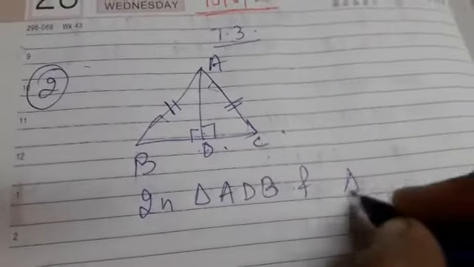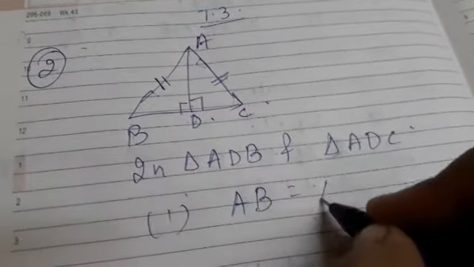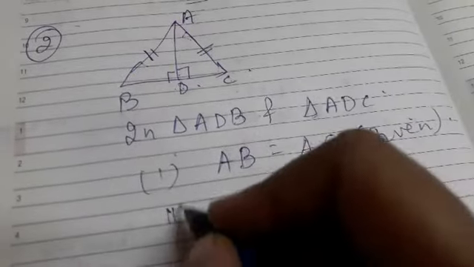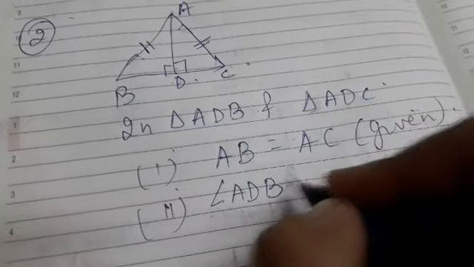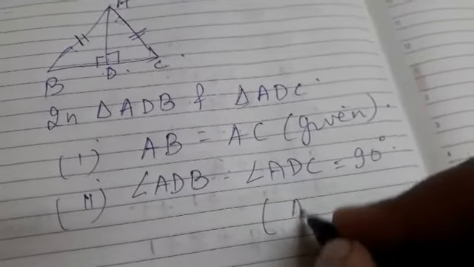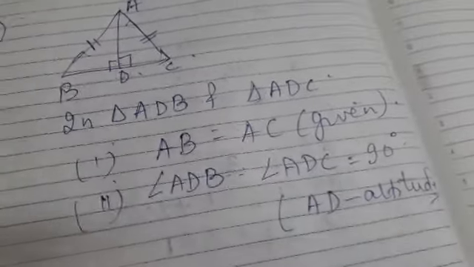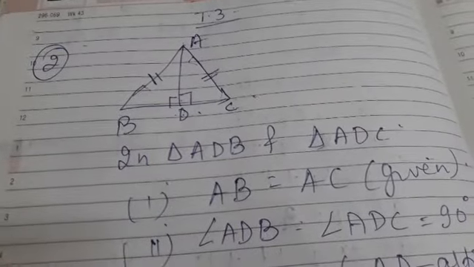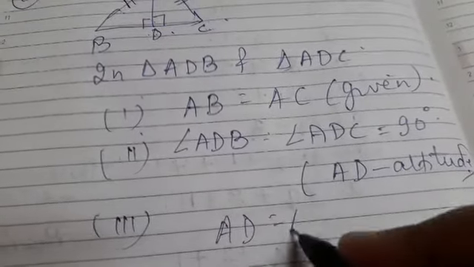ADB and triangle ADC, the first point is AB is equal to AC, which is given because the triangle is isosceles. Number 2, angle ADB is equal to angle ADC, 90 degrees, as AD is the altitude. You have to mention each and every reason. Then the third side, now which side will you see for the third congruence condition? It will be AD equals AD, right?